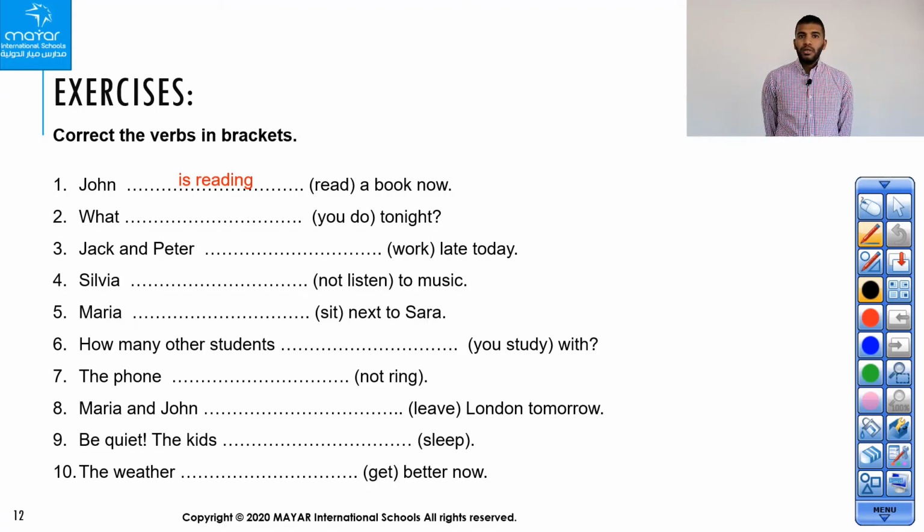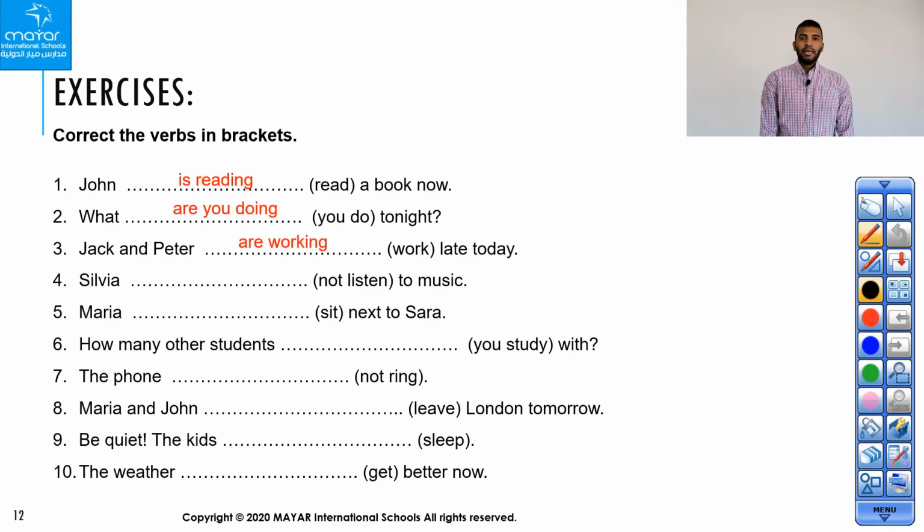Second one, what you do tonight. So here I'm asking about the future arrangement. So as we said earlier, with the future arrangements, we use the present continuous. So the answer should be, what are you doing tonight? Number 3, Jack and Peter late today. Jack and Peter plural. Don't forget this. So Jack and Peter are working late today.